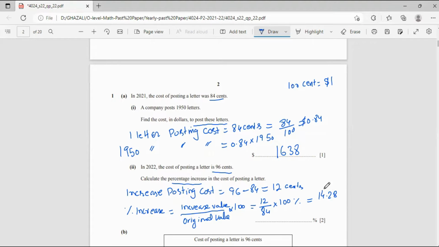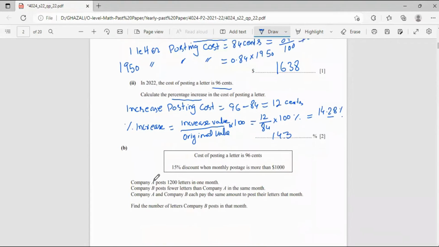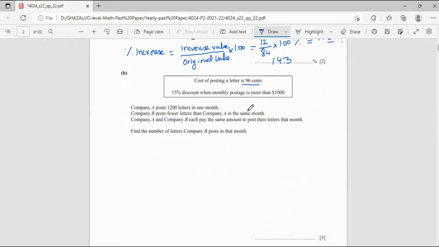Now we write the answer in 3 significant figures. The 3SF answer will be 14.3%. This is the answer of this part. Next step, now we go to part B. Cost of posting a letter is 96 cents. 50% discount when monthly postage is more than $1,000. Here, firstly, we convert the 96 cents into dollars. $0.96 is the posting cost.